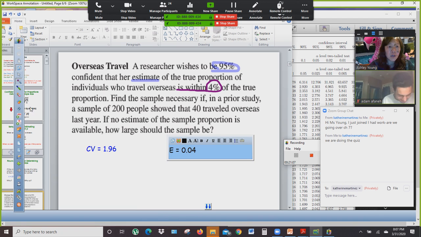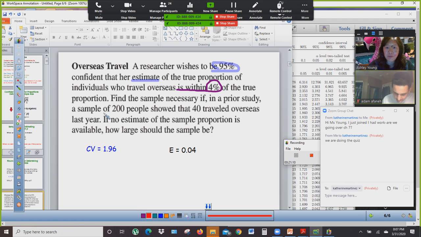So here is my error. My E is equal to 4%. How do I write it as a decimal? 0.04. And then we've got the sample size necessary if in a prior study. So my prior study had 200 people with 40 of them who traveled overseas. That's my p-hat. Prior study was 40 out of 200.